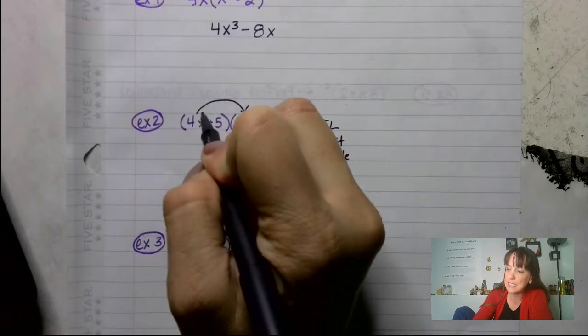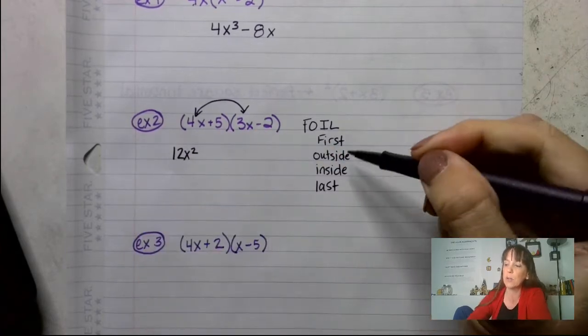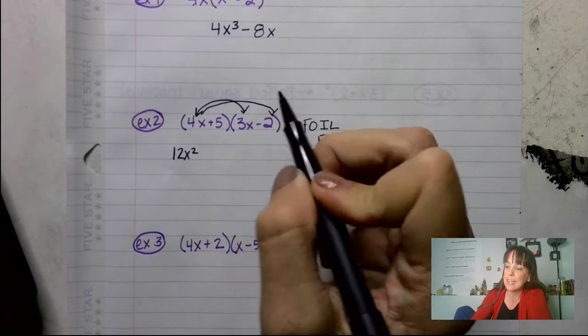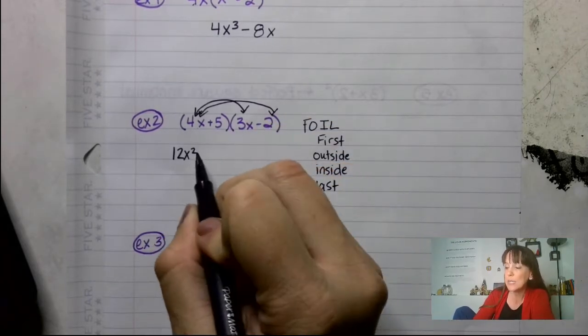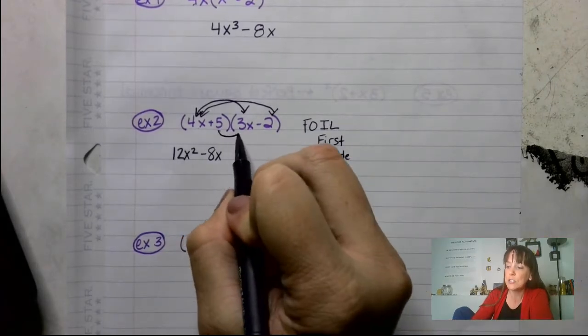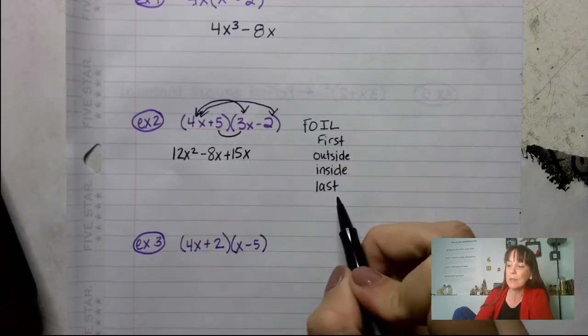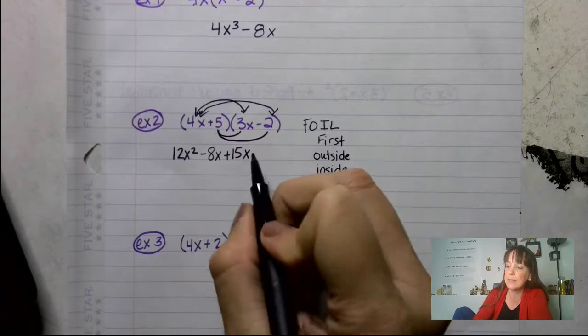This times this is 12x squared. Then we're going to do the outside, which is this times this guy out here. That gives me 4x times negative 2, which is negative 8x. Then we're going to do the inside, which are these two here. Positive, positive, so positive 15x. Then we're going to do the last term, which is 5 times negative 2, which is negative 10.